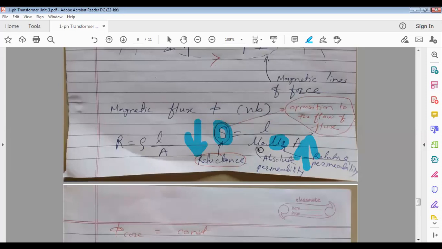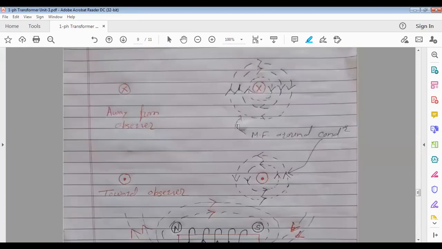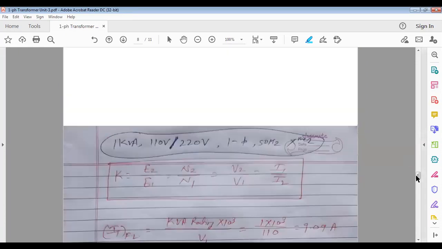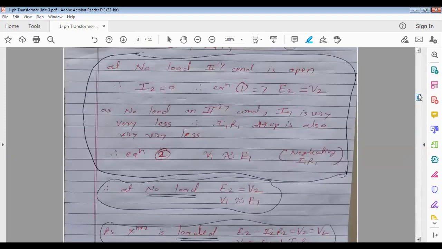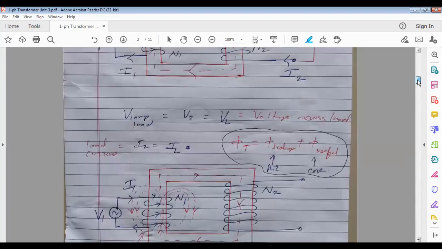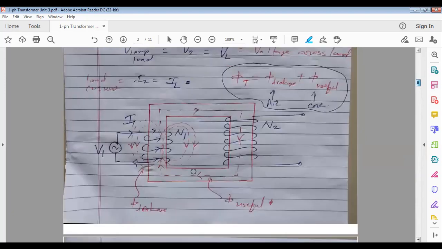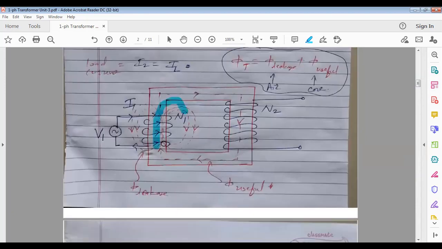And for air, its relative permeability is 1. So compared to silicon steel, air opposition will be very high. That's why 2 to 5% flux completes its path through air. Very less flux completes its path through air. See, 2 to 5% flux like this completes its path through air. It doesn't help in producing the output. That's why it is called leakage flux.